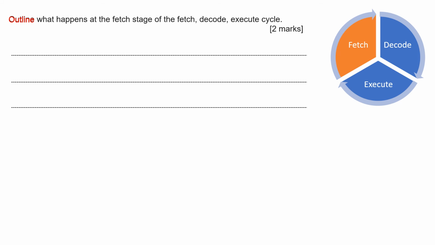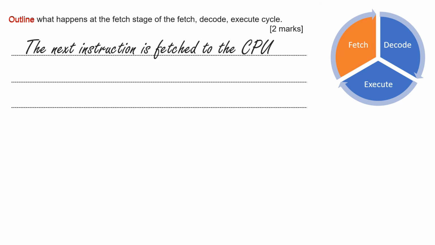So what we're looking for here is two points to collect the 2 marks. The first part is the next instruction is fetched to the CPU. So we send the instruction to the CPU that we next need to decode and execute. And that gets us the first mark. And the second mark comes from where we're getting that from. And that's from main memory. So they're really nice 1-sentence answer with 2 key points outlining what's happened and really paying attention to that key word.